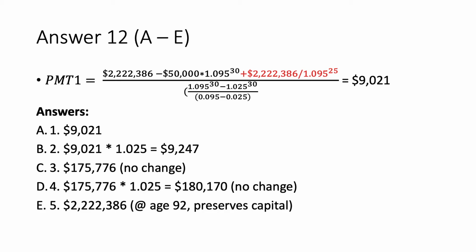Notice answers C and D, that doesn't change. We're anticipating, with all three of these, the first year when he retires, he'll take out $175,776 and collect his Social Security. The next year, he'll take out 2.5% more, and so on. So every year, he's going to have an increase. See where it says no change? That means compared to the annuity method, those two things do not change.